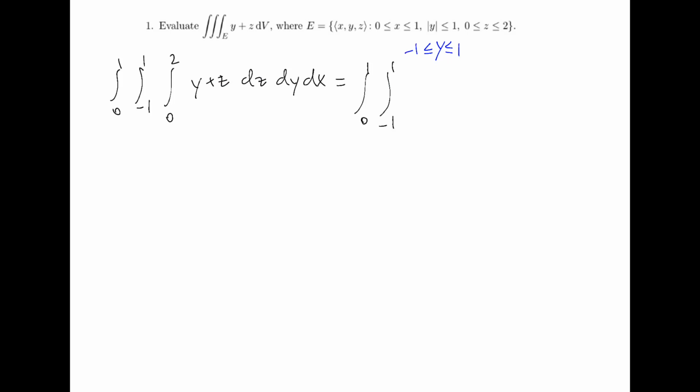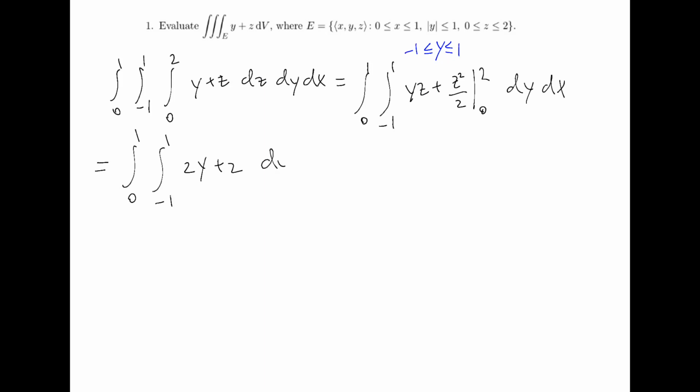Now we have to integrate y plus z with respect to z, so that's going to be yz plus z squared over 2. And the boundary values are 2 and 0. And we leave the dy dx. So now we leave the outer integrals, we plug in 2, so then we get 2y. Remember, we integrate with respect to z, so we plug in 2 for z, so we get 2y plus 2. And if we plug in 0 for z, we get 0, so I won't write that down, and I have my dy dx. And now what we have to do is take again the inner integral, and this time we integrate it with respect to y.